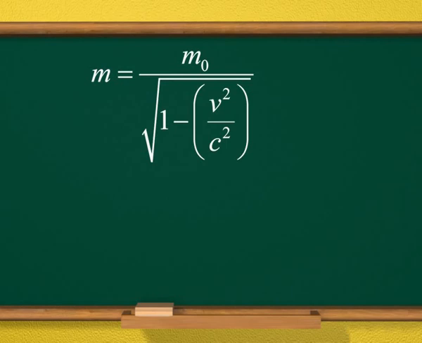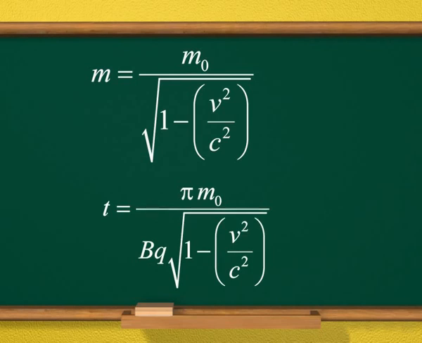Now, the time taken by the ion to describe a semicircular path would be t equal to pi m0 upon Bq into square root of 1 minus v squared by c squared. It shows that as v increases, t also increases. It means the positive ion will take a longer time to describe a semicircular path than the time for a half cycle of the oscillating electric field.